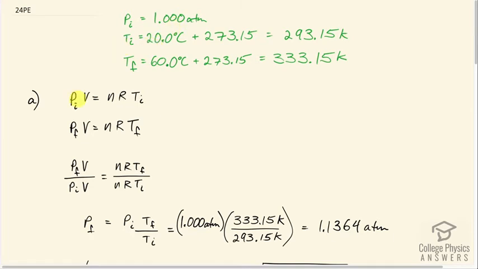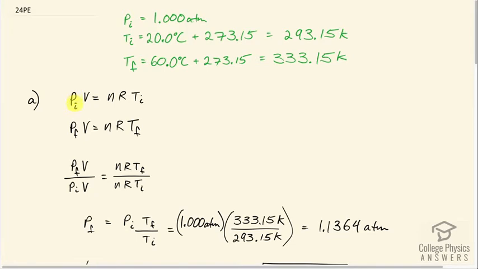Okay, our ideal gas law requires absolute temperature, or temperature in Kelvin, in other words. So we convert 20 degrees Celsius by adding 273.15 to it to get 293.15 Kelvin, and likewise for the 60 degrees Celsius becomes 333.15 Kelvin.